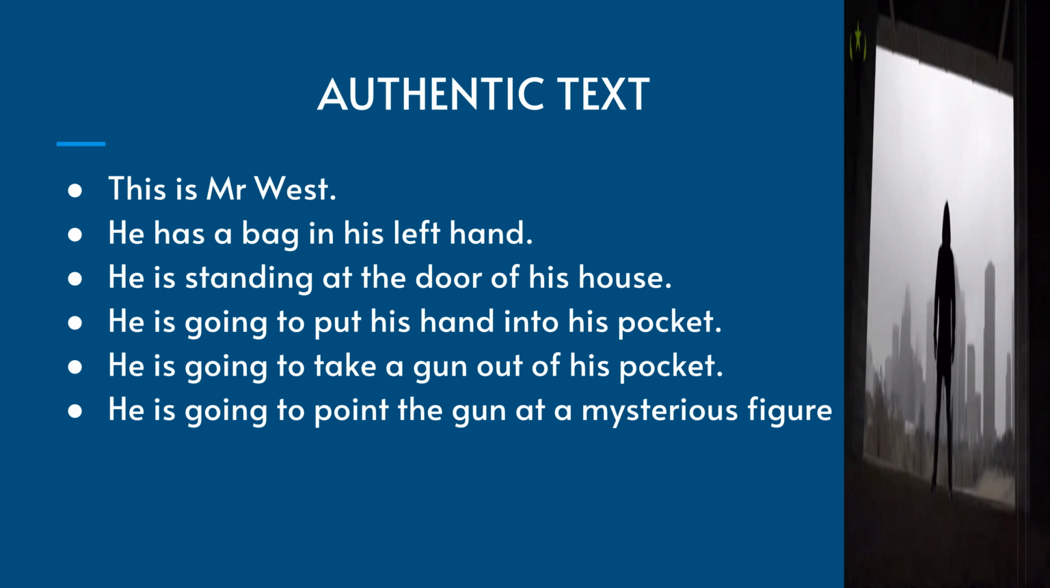Man with a gun. This is Mr. West. He has a bag in his left hand. He is standing at the door of his house. He is going to put his hand into his pocket. He is going to take a gun out of his pocket. He is going to point the gun at a mysterious figure.